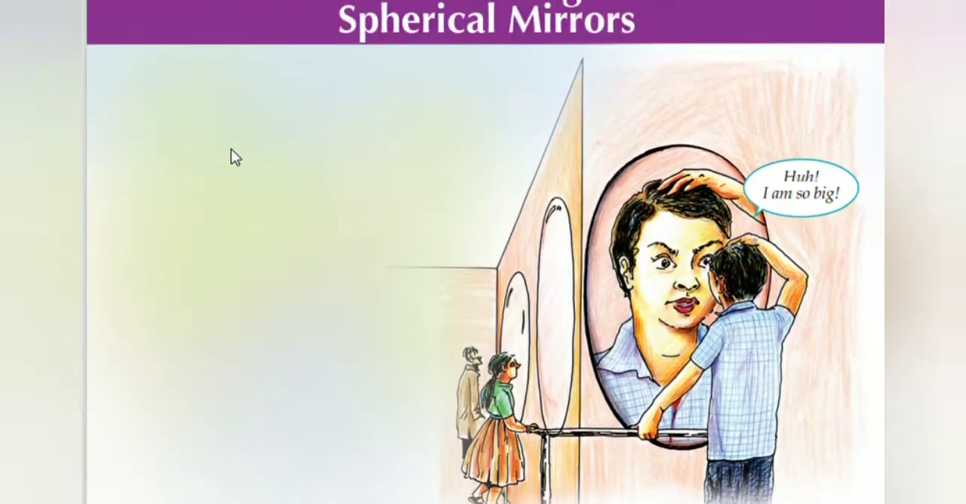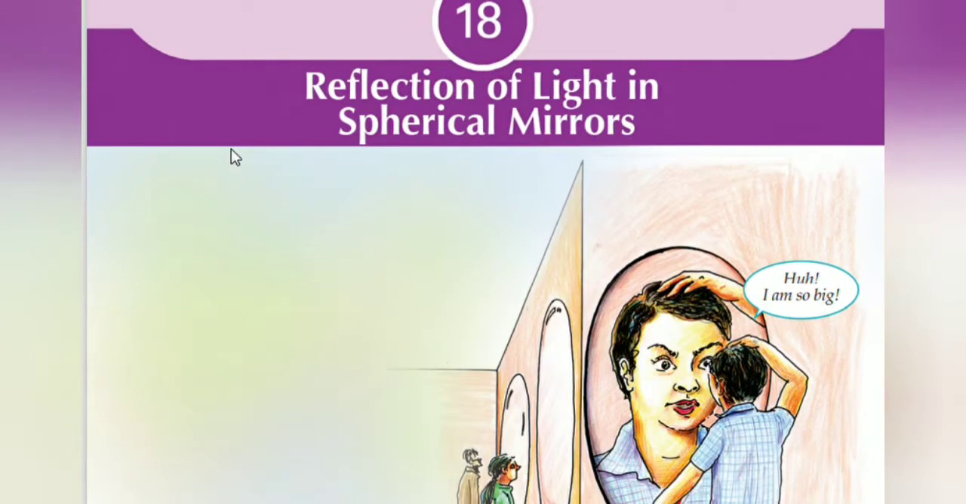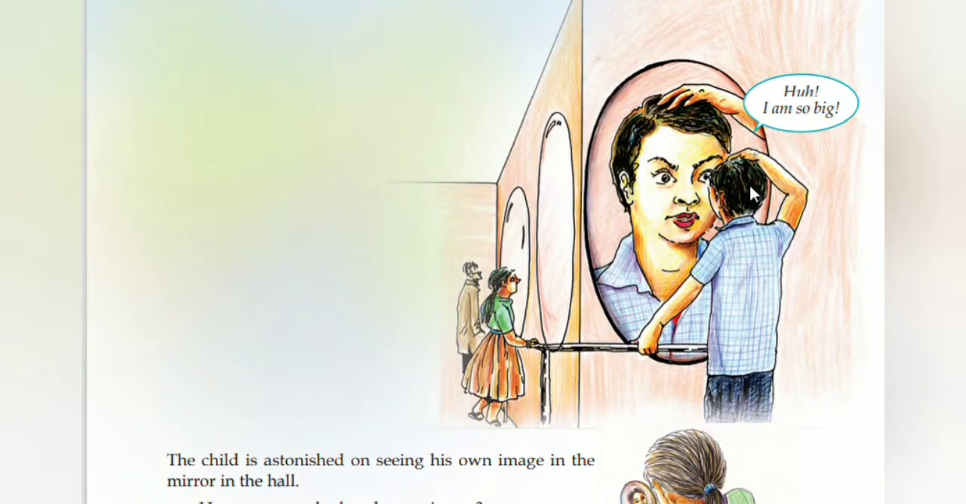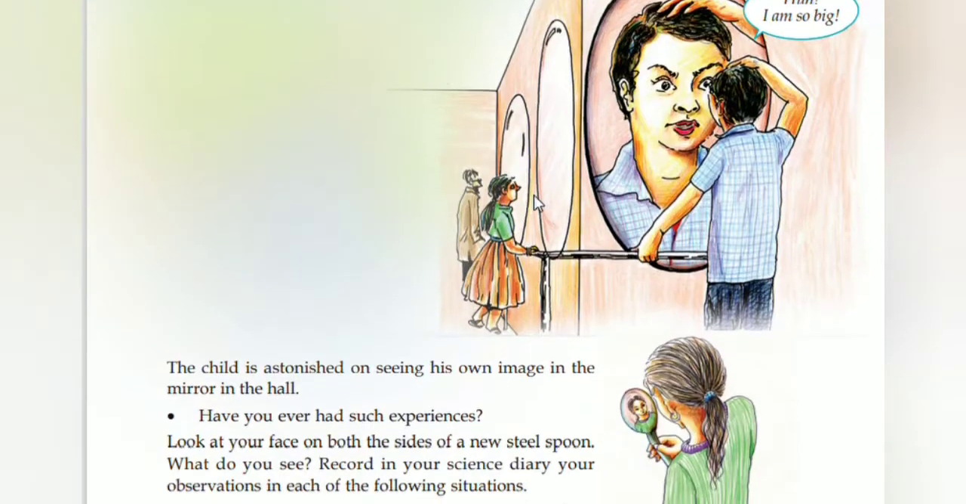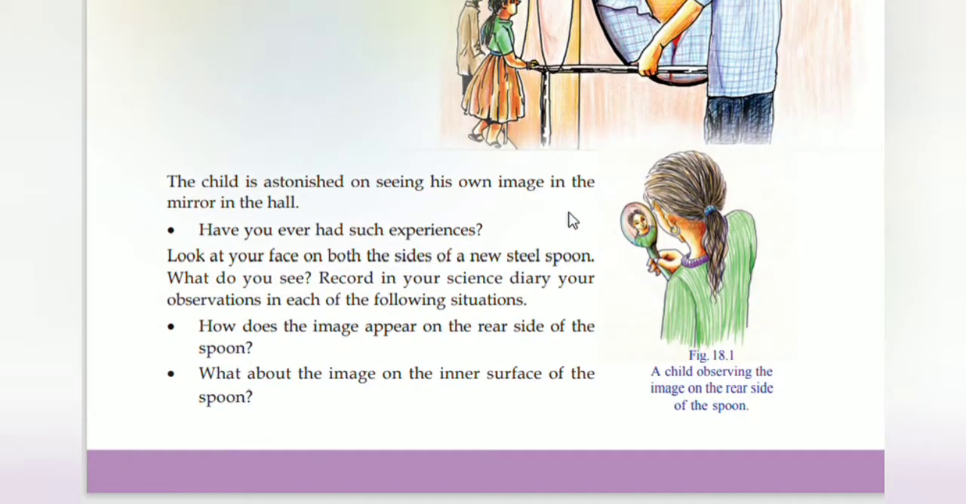Today in class we are going to learn the 18th chapter, that is the reflection of light in spherical mirrors. Oh, I am so big. If you are seeing some mirrors outside in the hall, we'll be seeing ourselves in an image of a big size. Have you ever had such an experience? Look at your face on both sides of a new steel spoon.